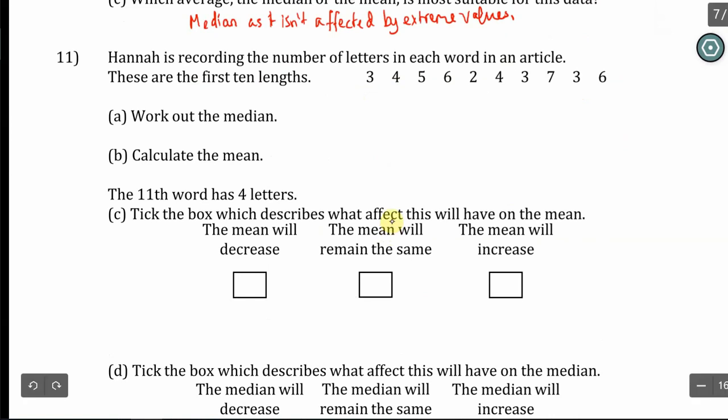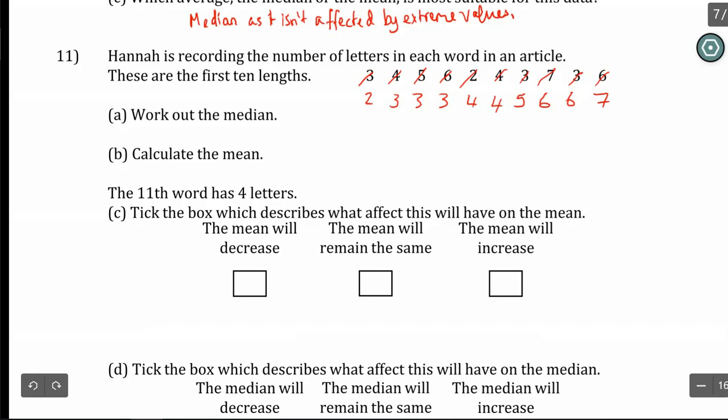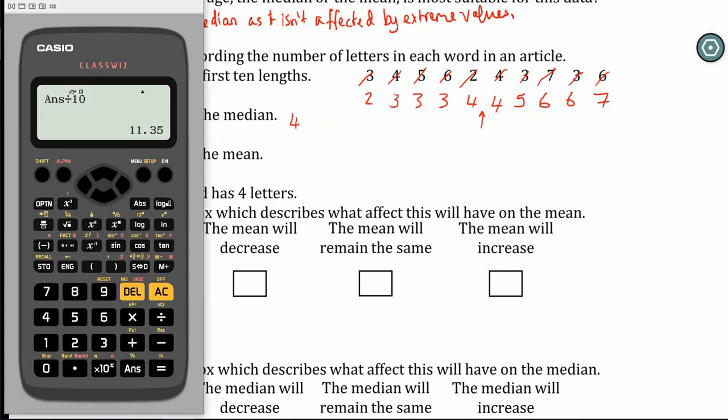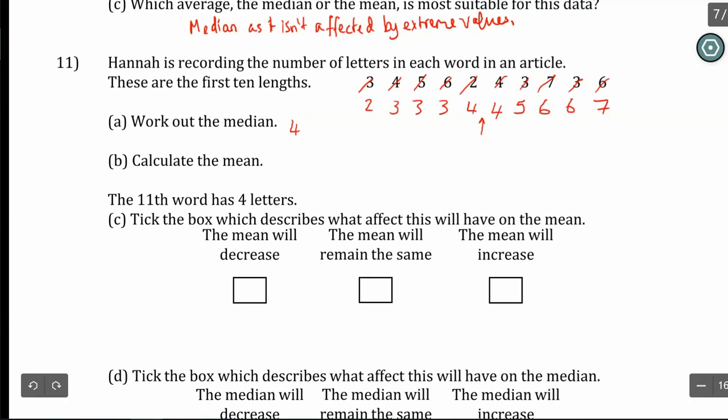Okay, number 11. Hannah was recording the number of letters in each word in an article. These are the first 10 lengths. Median. Okay, so I'm going to do what I did before. 2. So the median is 4 because there's nothing between 4 and 4. Mean. There are 10 numbers. So 4.3.